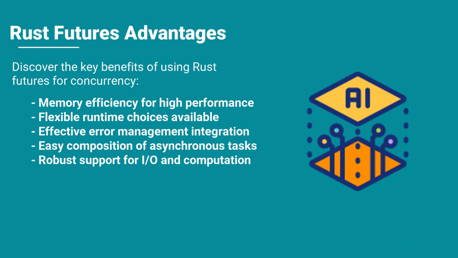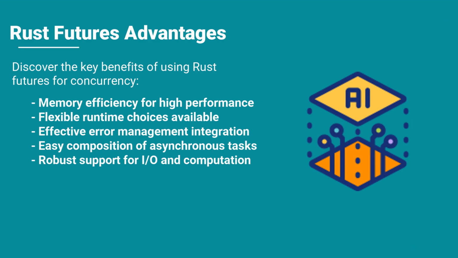2. Flexibility. Since Rust allows you to choose your runtime, you can pick one that suits your application's needs best, enabling you to tailor performance characteristics according to your specific use case. 3. Error handling. Rust's futures integrate seamlessly with its error handling model, whereby you can effectively manage errors that occur during asynchronous operations, ensuring robustness in your applications. 4. Composability. Futures allow easy composition, enabling you to build complex workflows by combining simple asynchronous tasks.